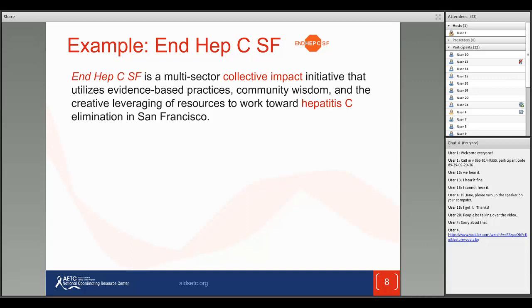They utilize evidence-based practices, community wisdom, not only from the provider perspective, but also from the individuals that are affected by HCV or hepatitis C. And they leverage resources to work towards their common goal or their common vision of eliminating Hep C within San Francisco.